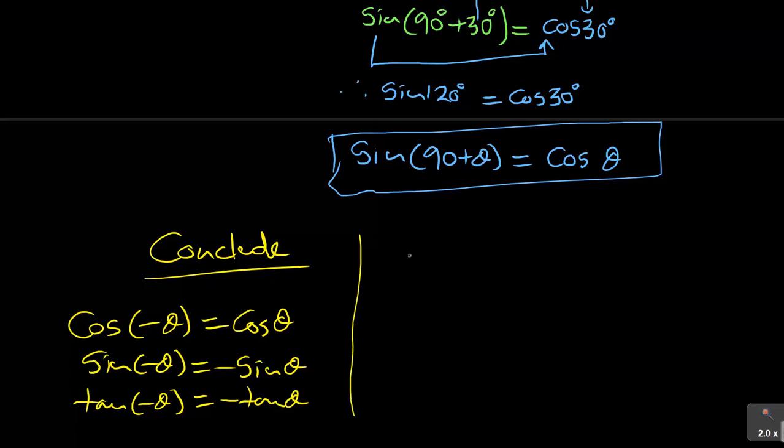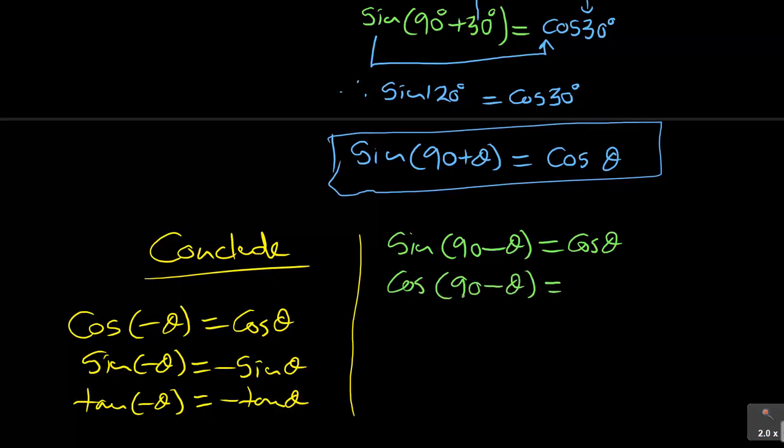Again, we have reduction rules, which say sine of 90 minus theta is in the first quadrant. From sine, you go to cos theta. And cos of 90 minus theta, this is in the first quadrant. From cos, you go to sine theta. That's the first part.